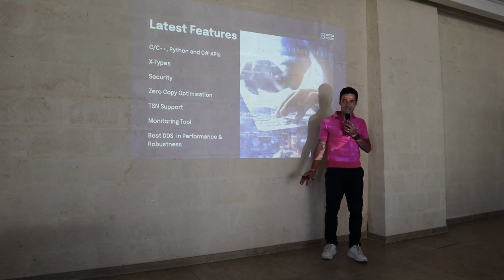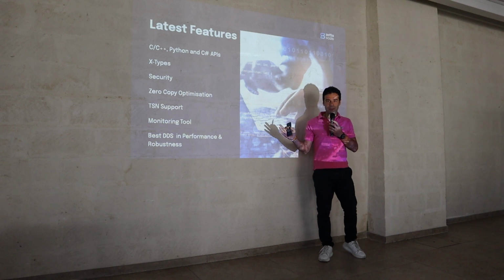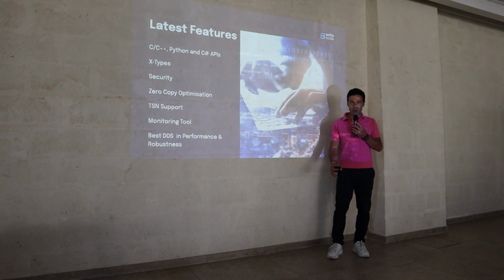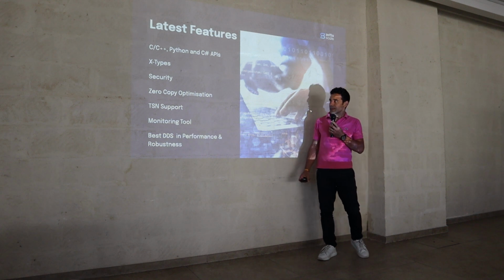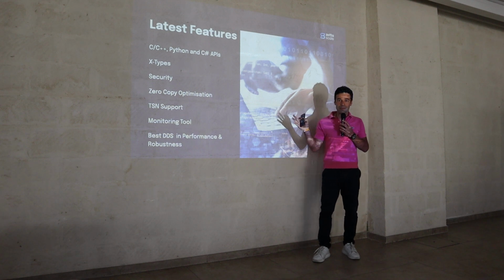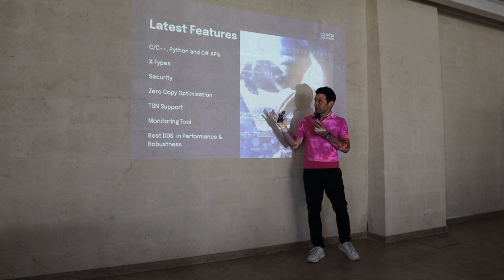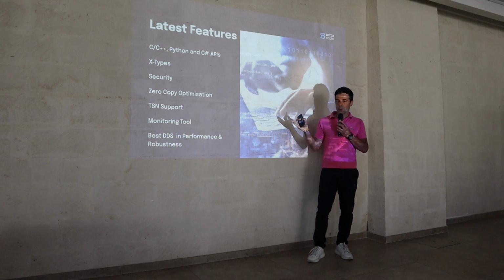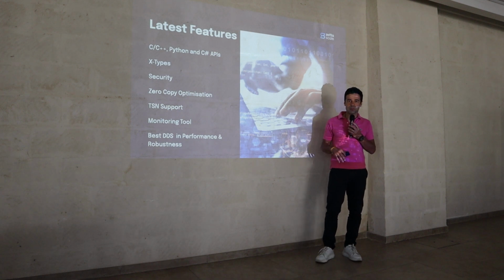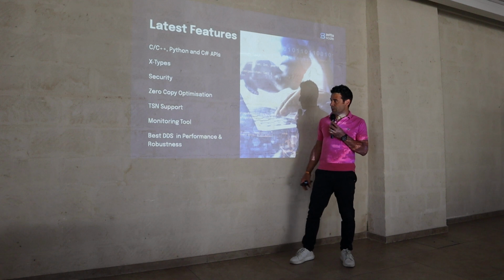Well, in Cyclone DDS we have C++, Python, and C# API. The C# API is obviously maturing and will be completed coming next. X types have been evolving, but there are more features. And by the way, we've recently added some support for X types even in ROS 2. Security, zero copy optimization, by the way, with some refactoring that will now make it possible to plug in multiple implementations for zero copy and in general transport.